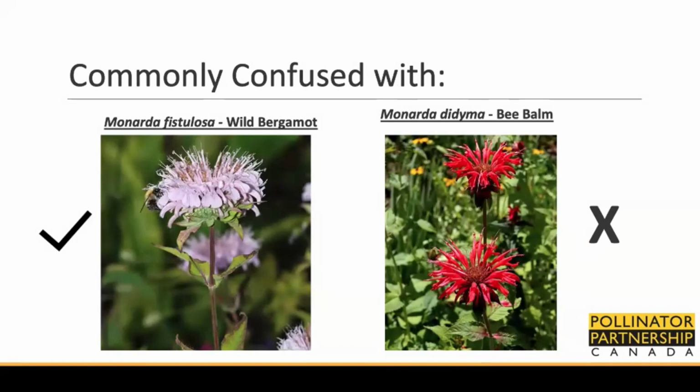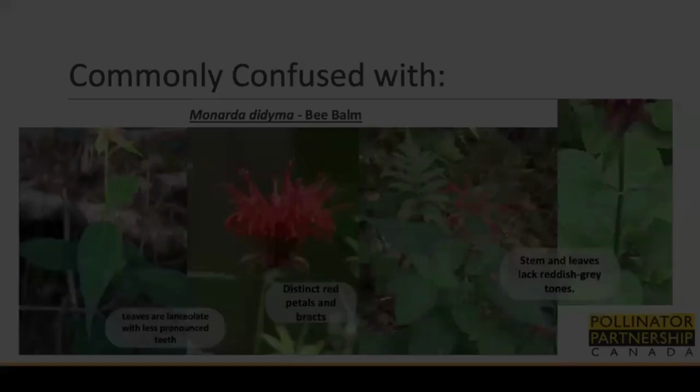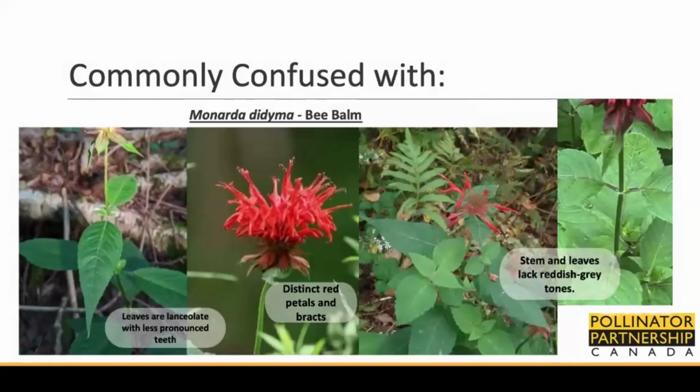So the two plants side by side look similar, but quite different. The most distinct differences you will find between the two species are the distinct red petals and bracts, as well as the lack of a reddish-gray tone on the stem and leaves of bee balm. The lanceolate leaves are also less toothed than the native species.